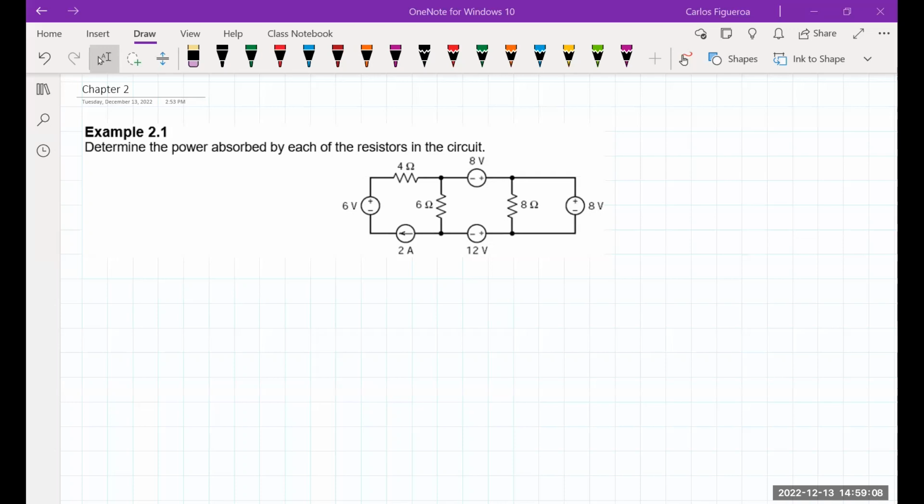Example 2.1, determine the power absorbed by each of the resistors in the circuit. So you can see here that we have a 3-loop circuit. And what we want to do here is use simple ideas of how to determine as many of the node voltages as possible, and also determining when series and parallel. So here's my typical thinking.